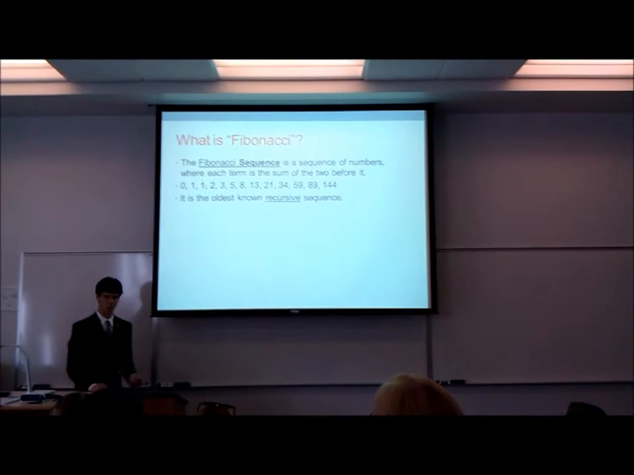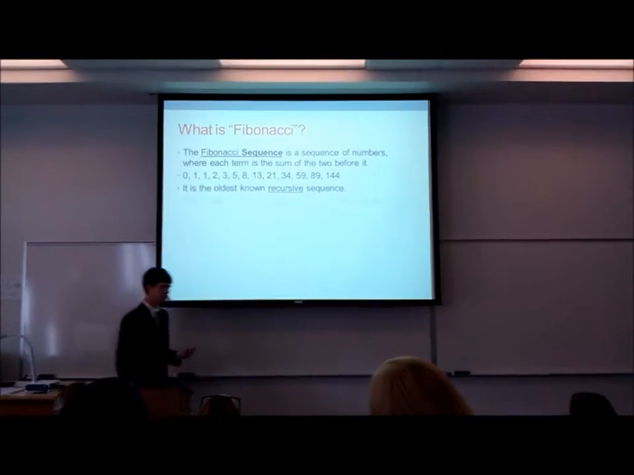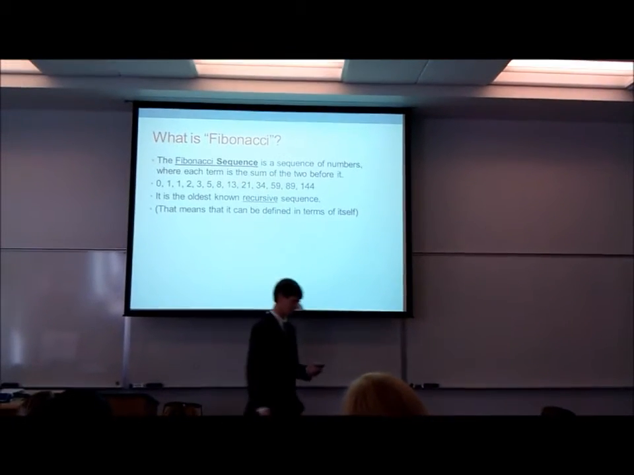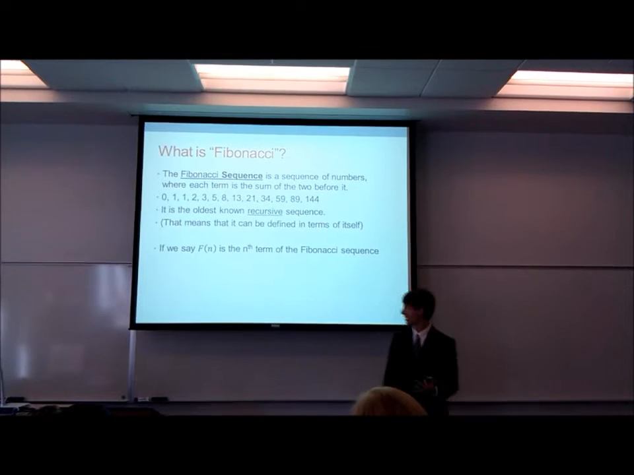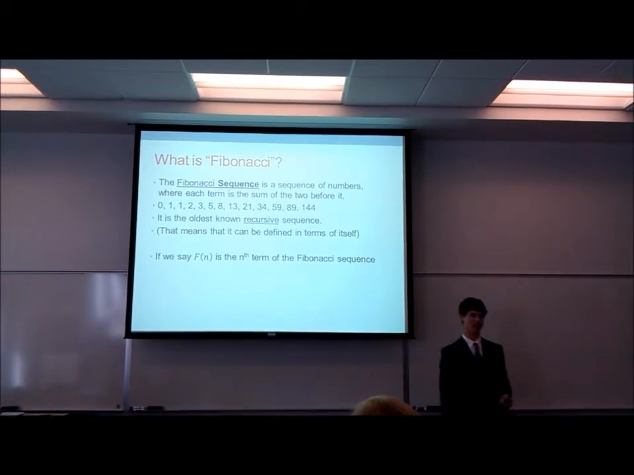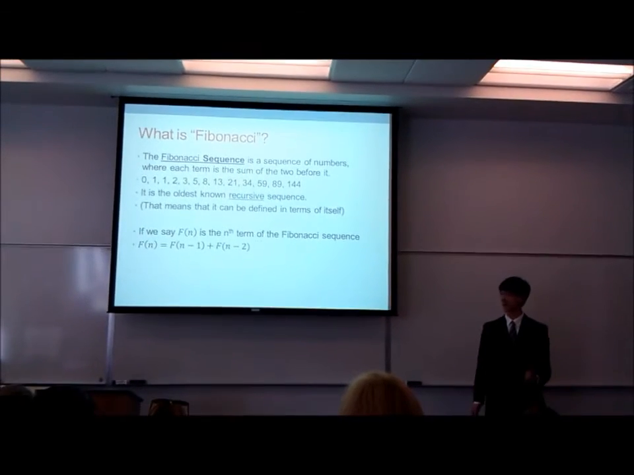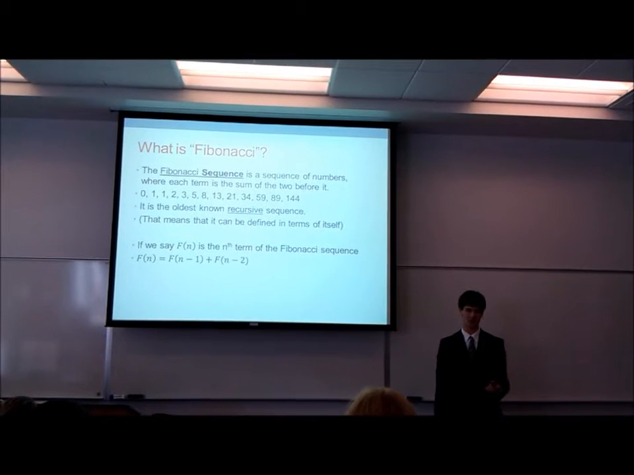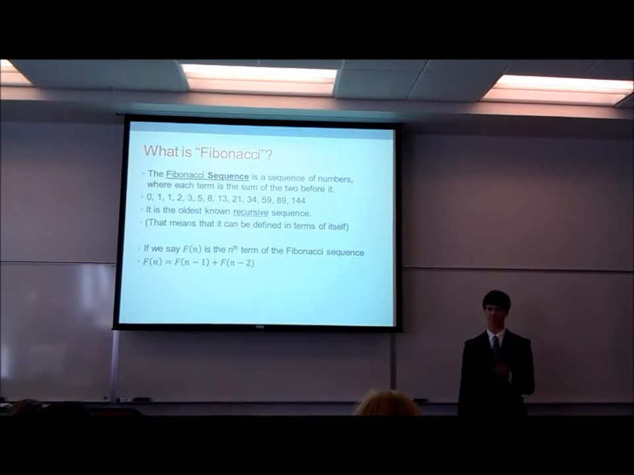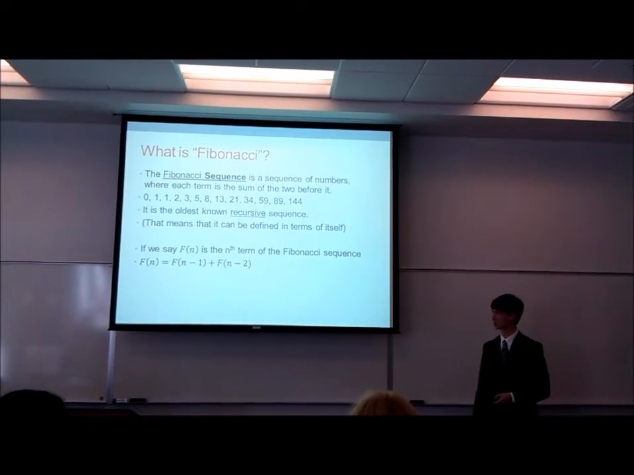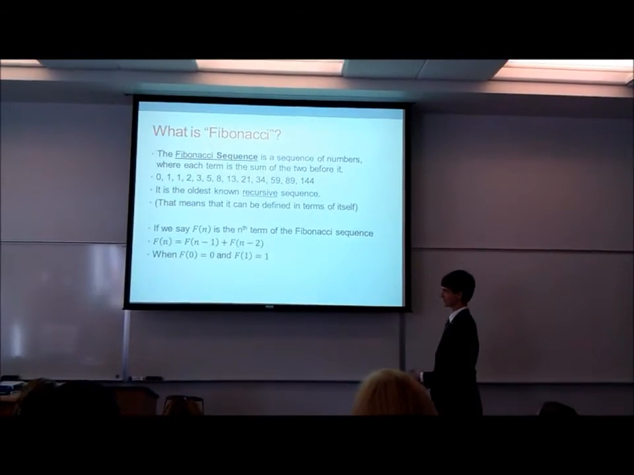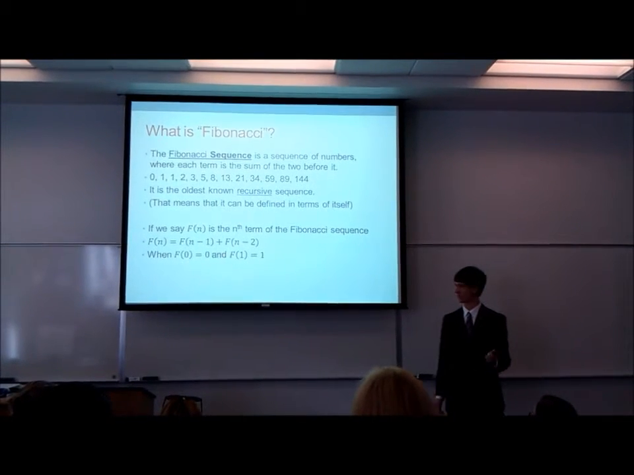It's the world's oldest known recursive sequence, and all that really means is that you can define it in terms of itself. If we say f of n is the nth term of the Fibonacci sequence, we can write it as f(n) = f(n-1) + f(n-2). So basically, the nth term is the one that came before it plus the one that came before that, when f(0) is 0 and f(1) is 1.